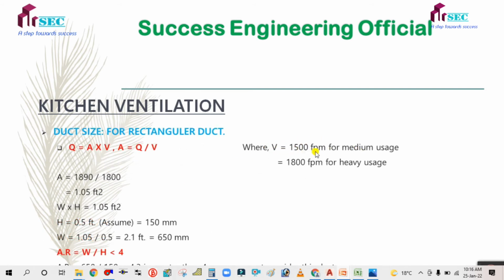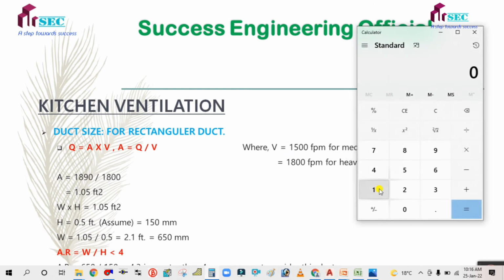Where V is equal to 1500 feet per minute for medium usage, and 1800 feet per minute for heavy usage. Okay, and AR is nothing but the aspect ratio, so you should check the aspect ratio as well here. So you already got here 150.